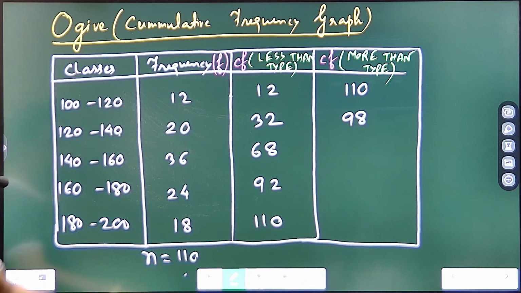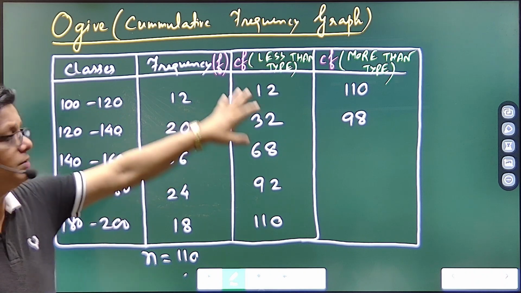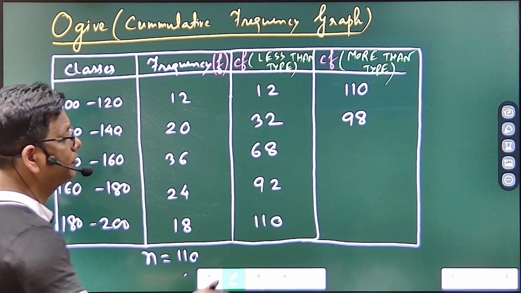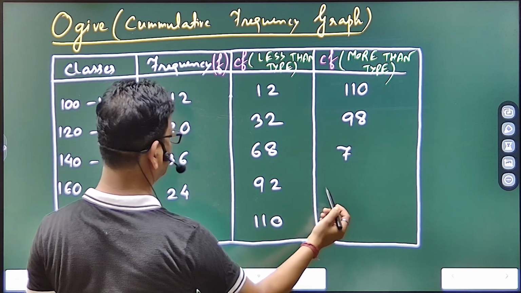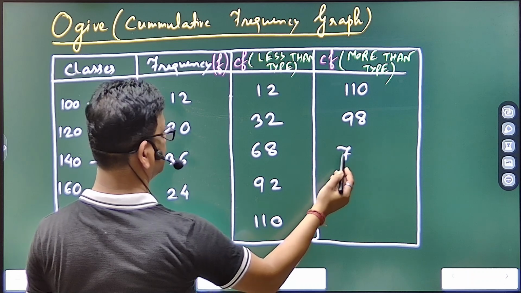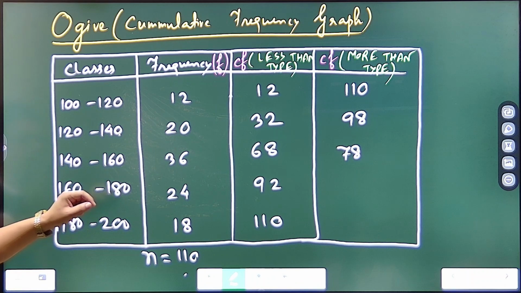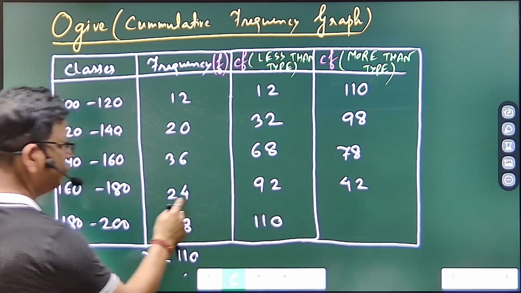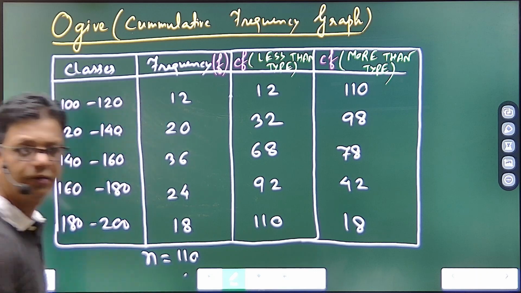Now say from 98, which number to be subtracted? 20. So 98 minus 20, how much? 70. 70, how much? No, is it 78? 78, yes. Then from 78, 36 to be subtracted. So 42. From 42, 24 to be subtracted. How much? Could you understand it now?